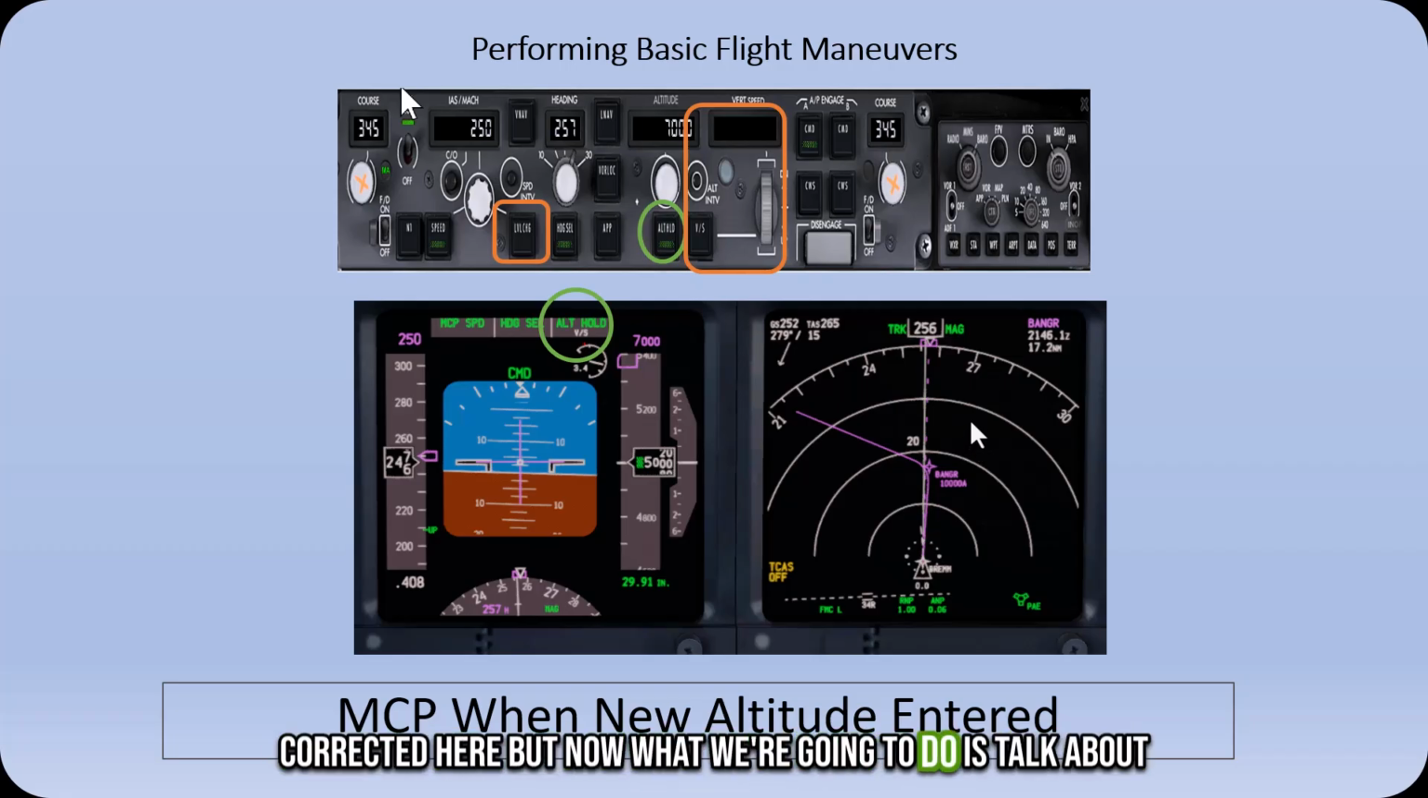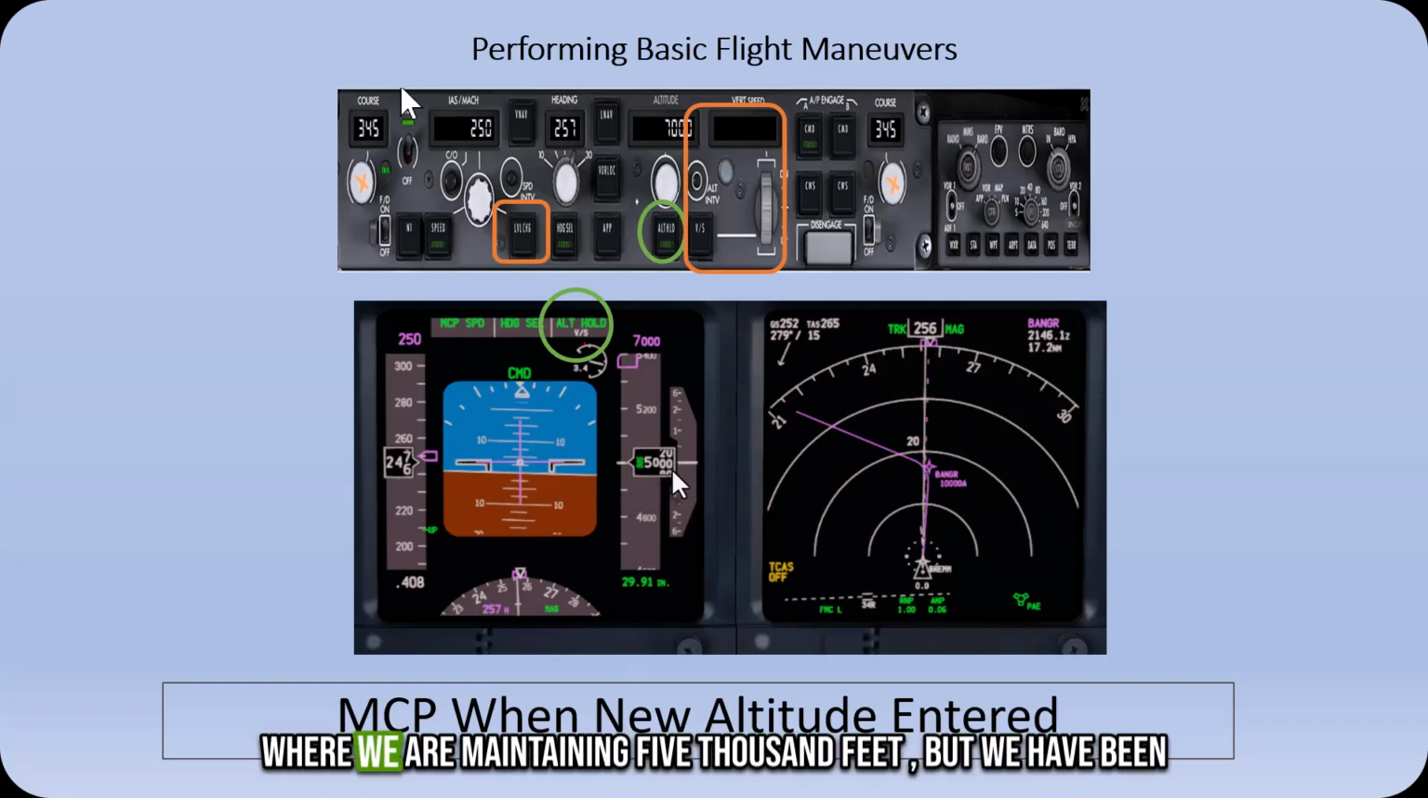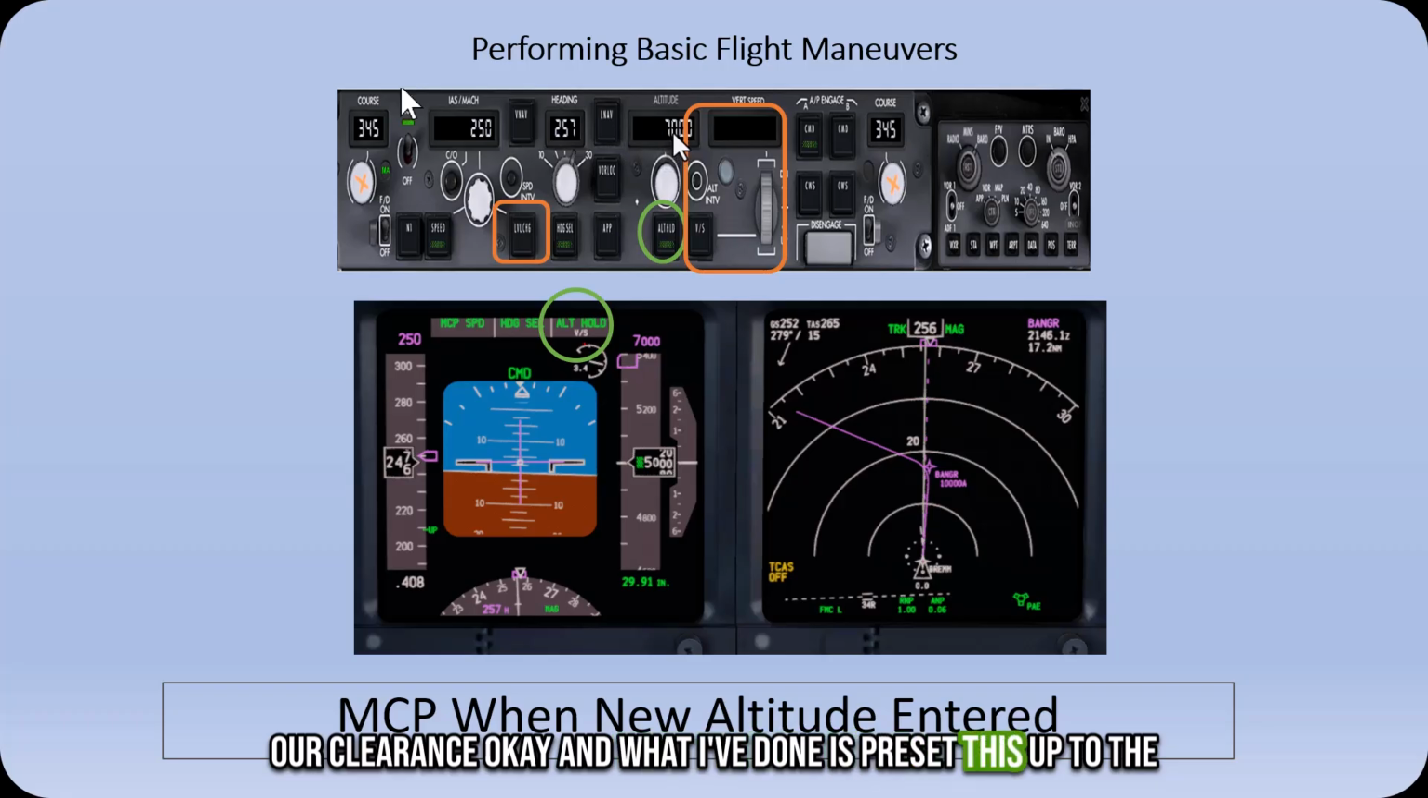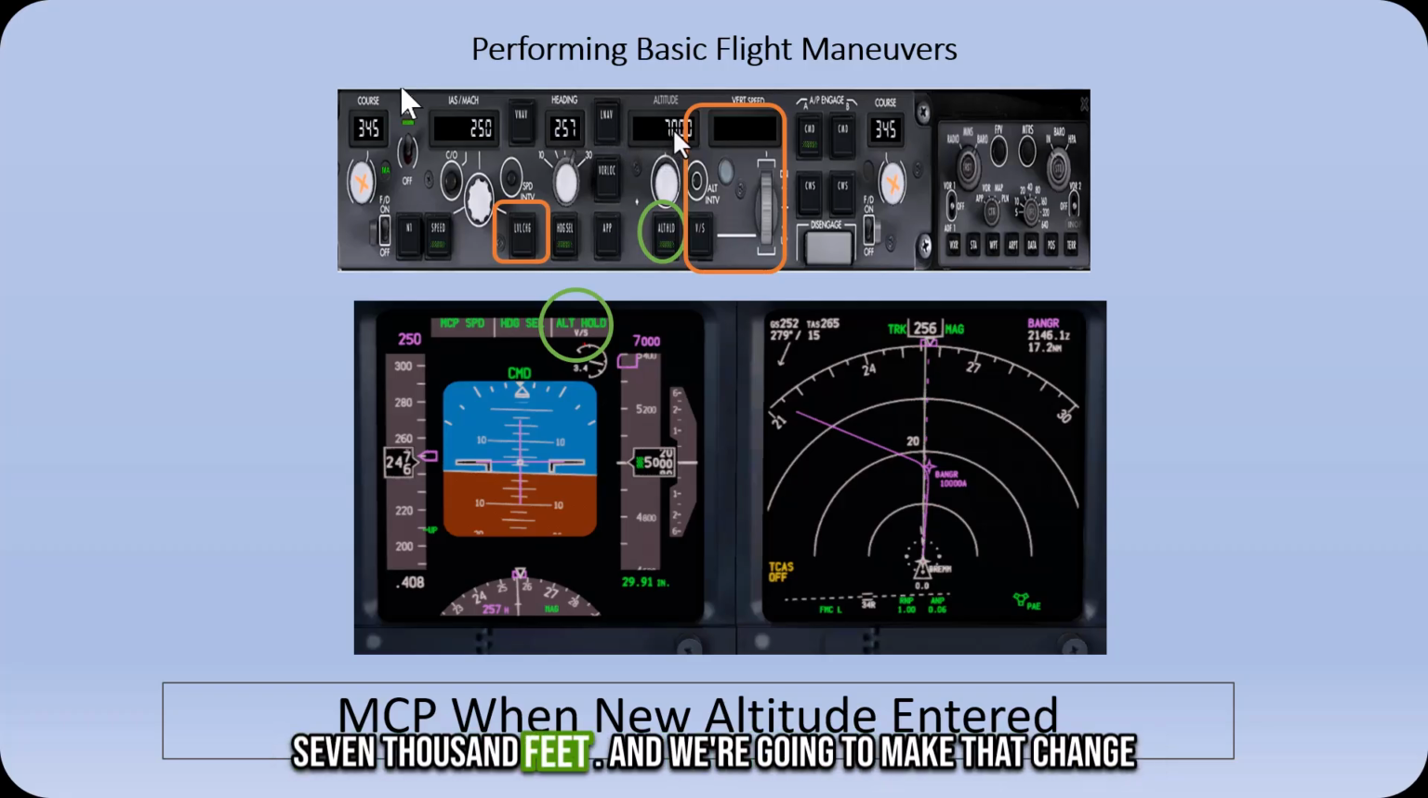But now what we're going to do is talk about an idiosyncrasy that's associated with changing altitude in the mode control panel. Now here we are in a situation where we are maintaining 5,000 feet. But we have been given a clearance to climb to 7,000 feet. Now, that's our clearance, okay? And what I've done is preset this up to the 7,000 feet. And we're going to make that change with level change.